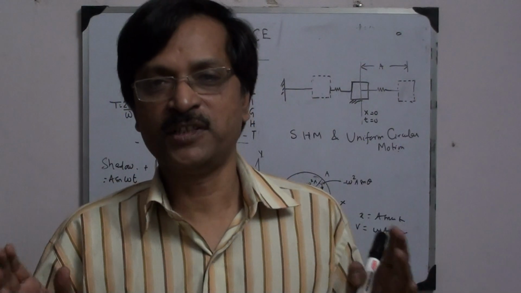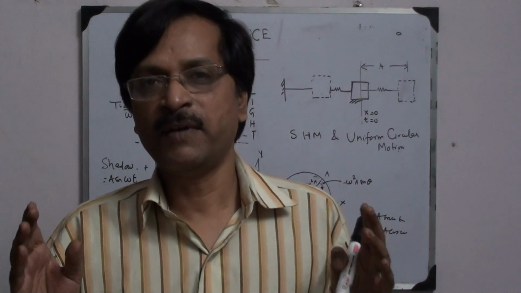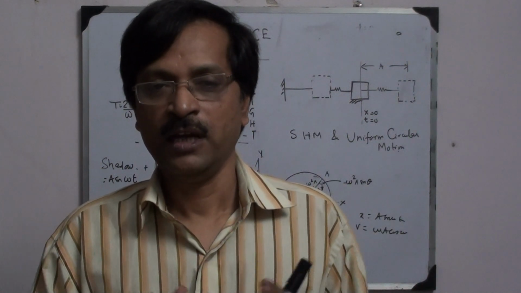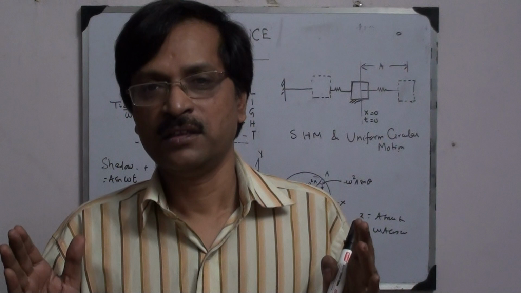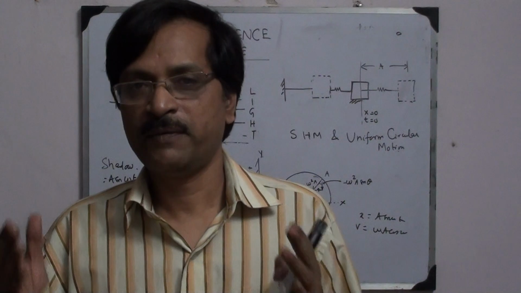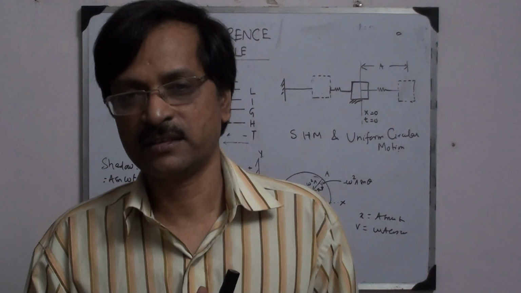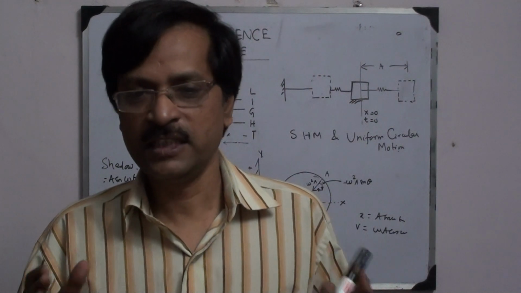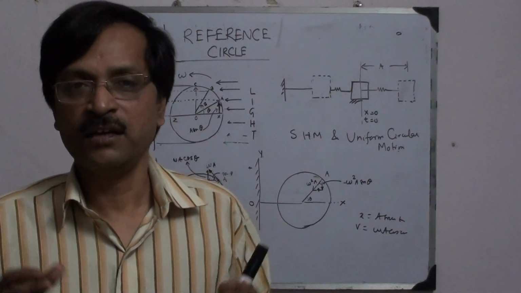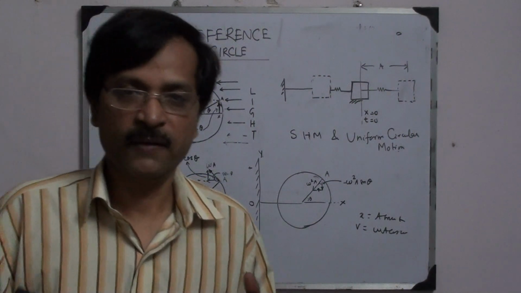Now, I am going to present you one of the most elegant methods by which you can find out the various physical quantities associated with a simple harmonic motion and their relation and variation with respect to time. So far, we have tried to find out these physical quantities by using simple mathematics. They are fairly simple, but this method, called the reference circle method, is an even simpler way of doing the same things.